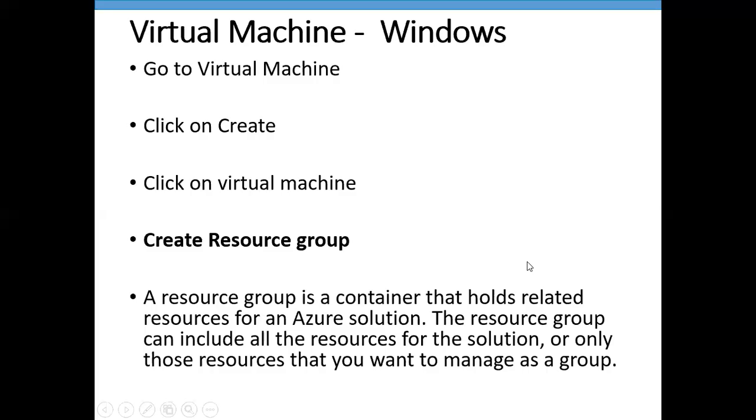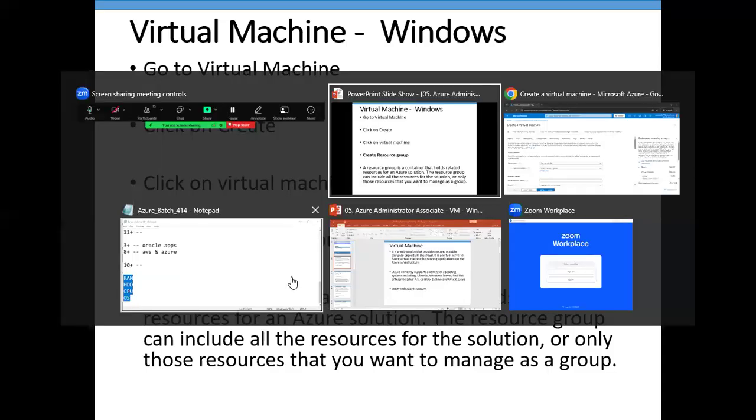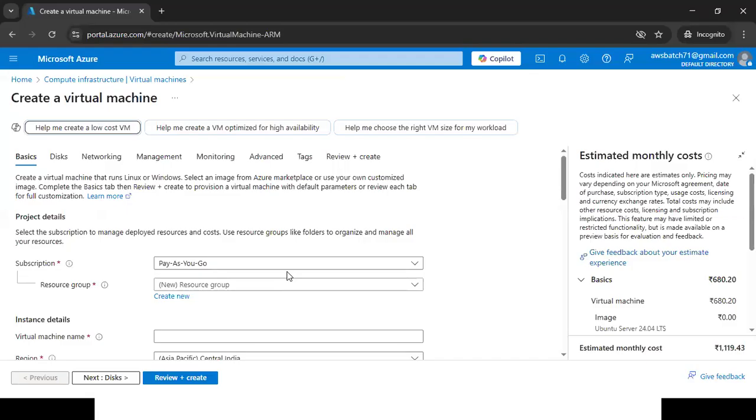A resource group is a container that holds related resources for an Azure solution. The resource group can contain all the resources for the solution, or only those resources that you want to manage as a group. Now, I can say in simple language, a resource group is like a folder to us.